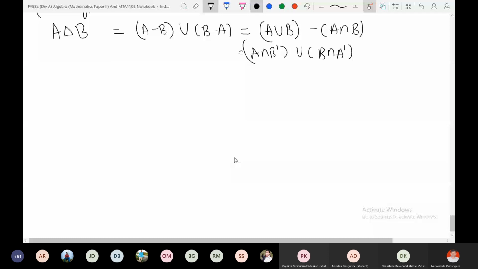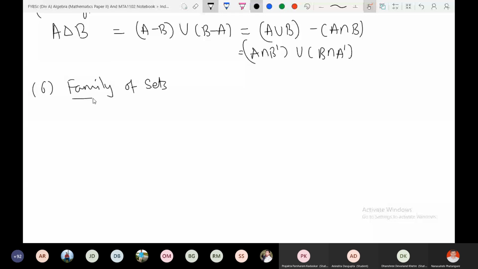Suppose, please keep your mic off, family of sets. Now all other properties you can understand. What is the union of three sets? The union of three sets is the same as taking the union of two sets and then taking the union of that with the third set, and so on. So all other properties you have, like A intersection B union C and so on. All properties you can understand easily.